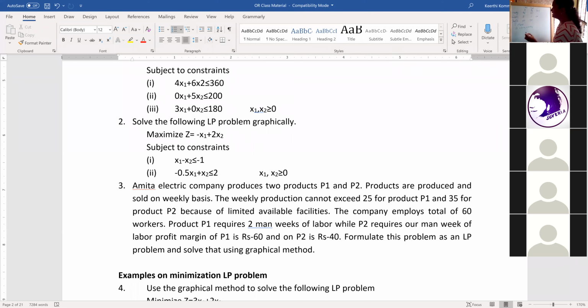Then I have my weekly production, which cannot exceed. Subject to constraints, when I'm writing it, x1 is less than or equal to 25, x2 is less than or equal to 35, and my third equation is 2x1 plus x2. They are only employing 60 workers, which means it can't be beyond that. So again, it is also less than or equal to 60, where x1, x2 are greater than or equal to 0.